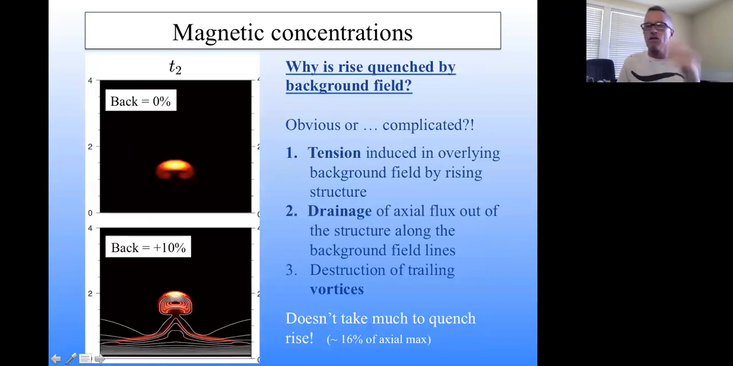And there are good reasons for this. Obviously, when you're rising through a background field, you're stretching elastic bands in the field above you, and so that induces tension. There's also some drainage down that field, so the flux tube can lose some of its buoyant capacity by draining down the background field. And the vortex dynamics of these wakes are drastically altered by the presence of this background field. So there are lots of details of how all that works, but let's not worry too much about that.